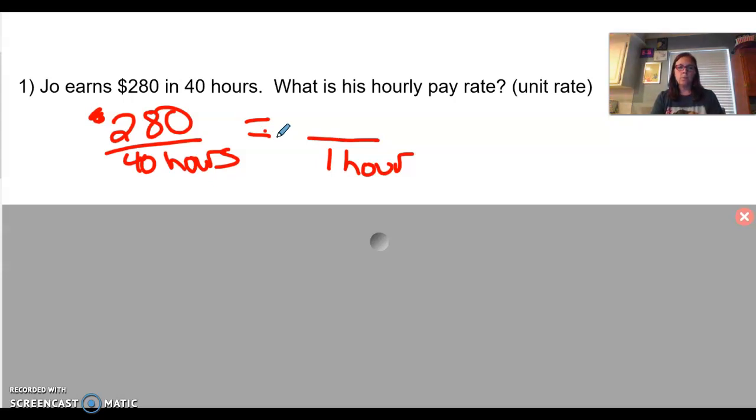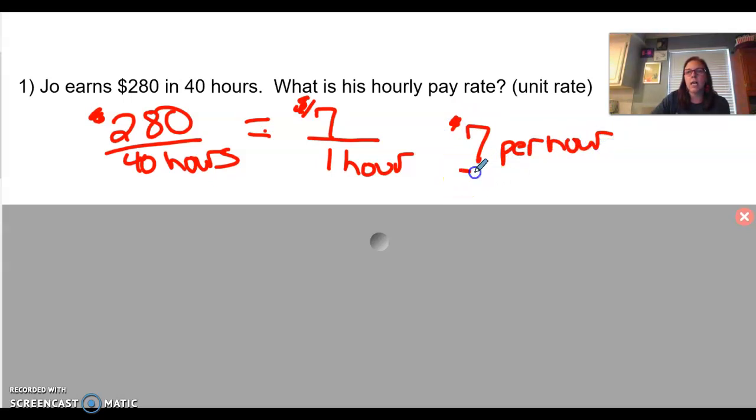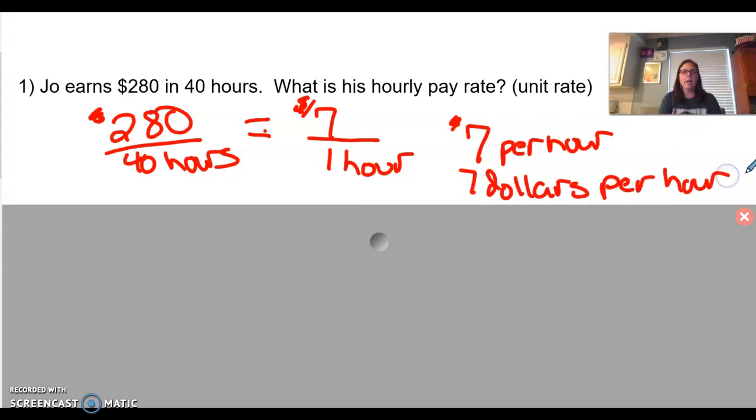So we're going to take 280 and divide it by 40 and we're going to get 7. So this Joe is making $7 for 1 hour. You can leave it just like this, or you can say per hour, or you can write it all out, $7 per hour. There's lots of different ways to write it.